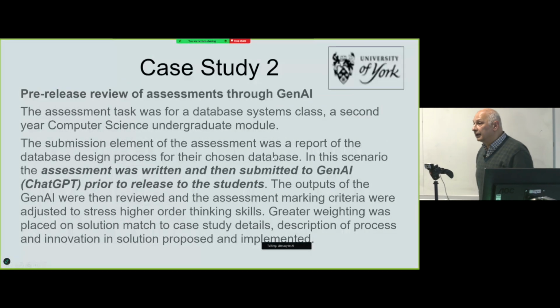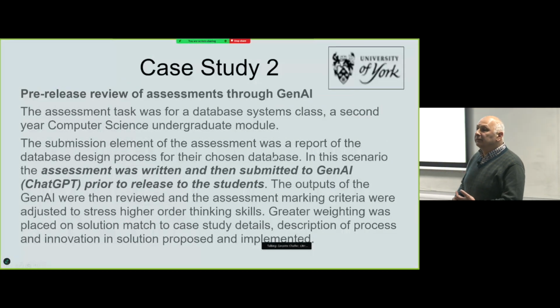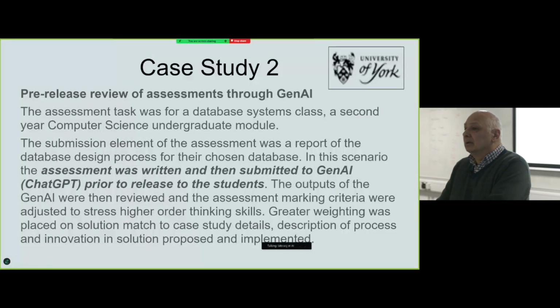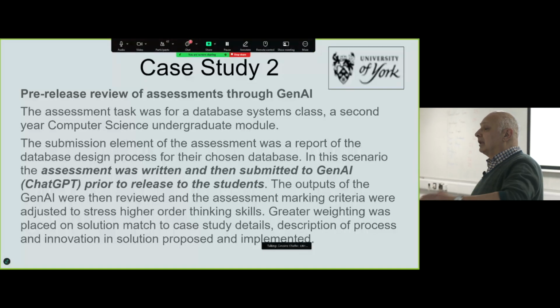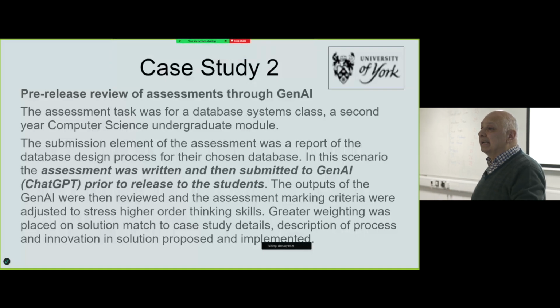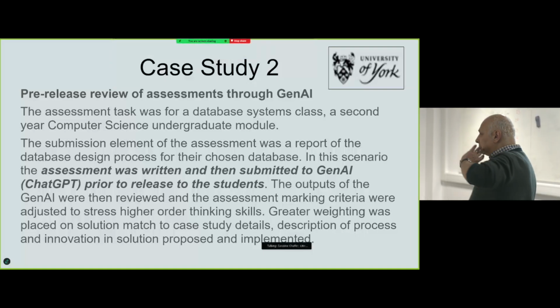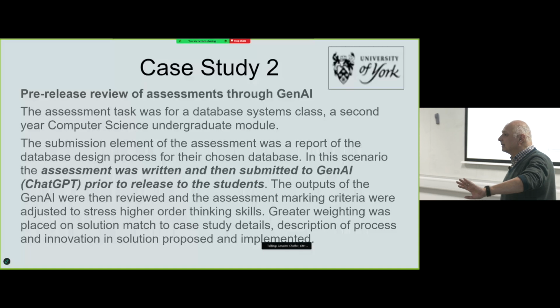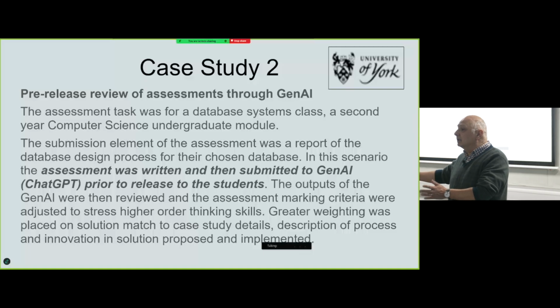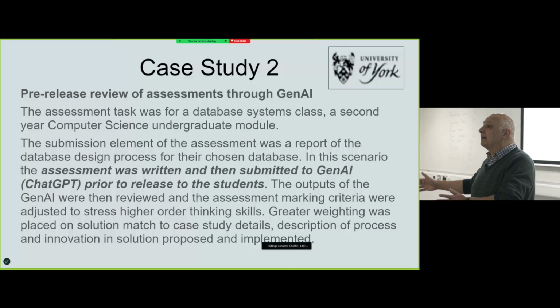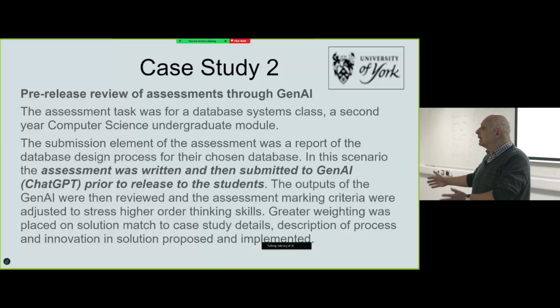So the second one is what I have done before, and what I did was I released my assignment, I stuck it through ChatGPT, and the week after I released my assignment, in my class I said, this is what ChatGPT has answered. Now you have to provide me with something better if you're going to pass this.